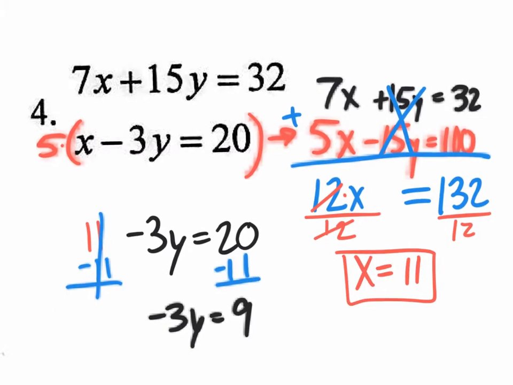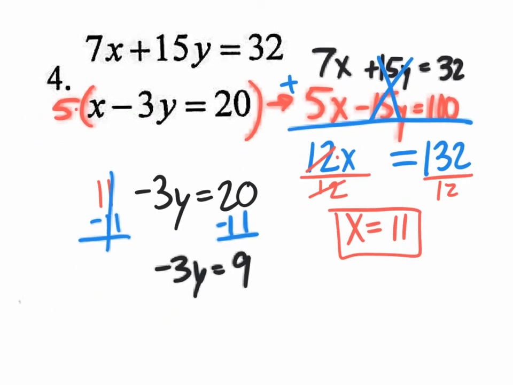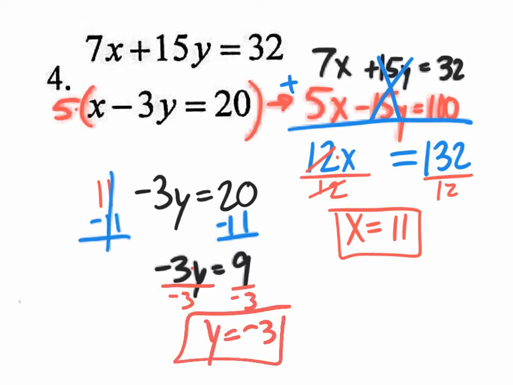My final step will be to get rid of that minus 3 by dividing by negative 3. So that means y equals negative 3. So my final answer for the system on number 4 is 11 comma negative 3. Whoops, why did I write that?